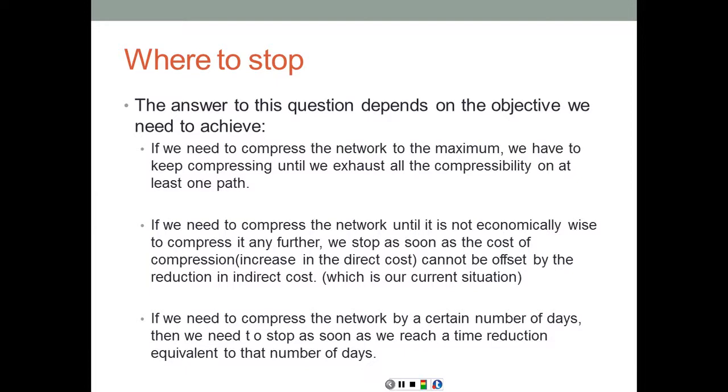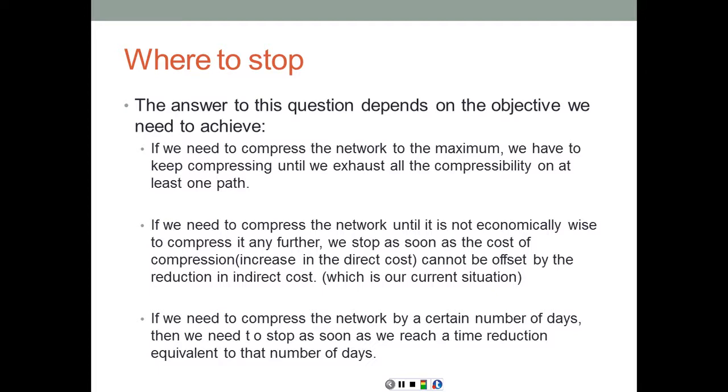Once one critical path becomes incompressible, then the whole network becomes incompressible, because if you try to shorten the other paths, that critical path is going to stay longer, and that defeats the purpose of compression. So once one critical path at least becomes exhausted with its compression, then the problem is over. We cannot compress any further. If we need to compress the network until it's not economically wise to compress it any further, we stop as soon as the cost of compression cannot be offset by the reduction to the indirect cost.